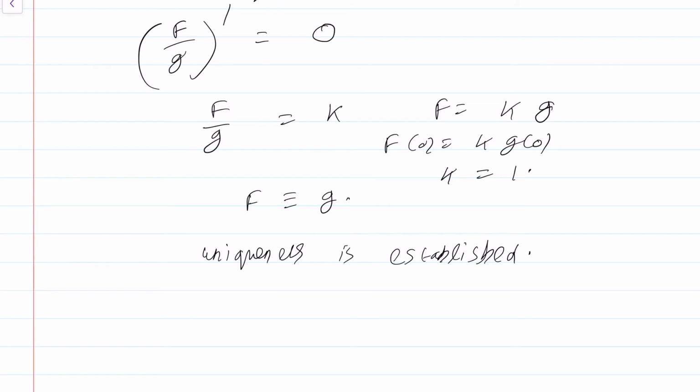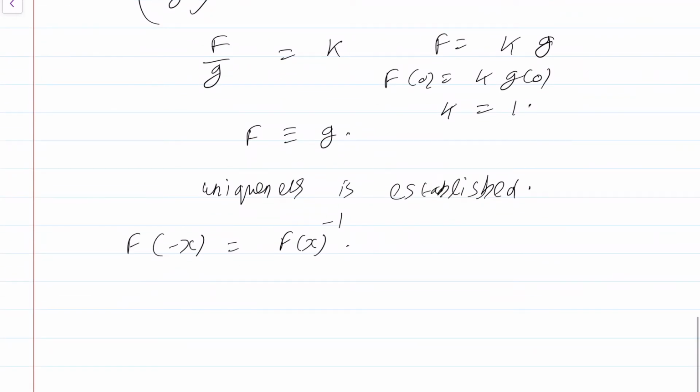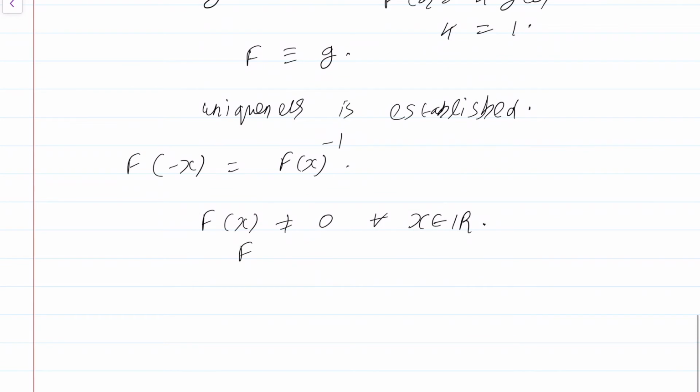We have also got a useful fact about this function f, which came out in the proof, the fact that f of minus x is just f of x inverse. Please keep this in mind. This will be very, very useful. Now we already know that f of x is not 0 for all x. That is also something that came out in this proof. And we also know that f of 0 is equal to 1.